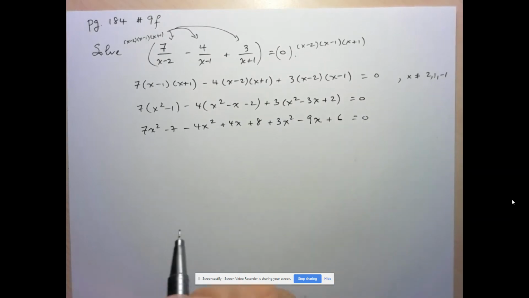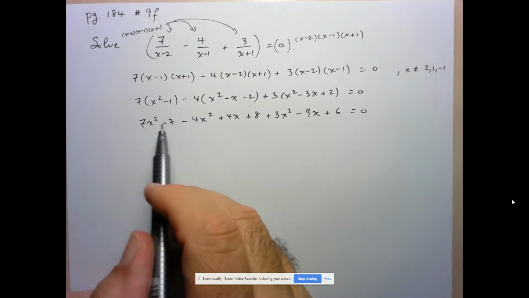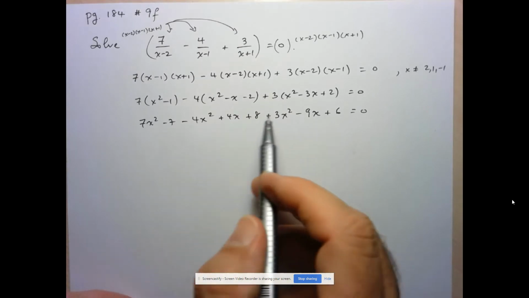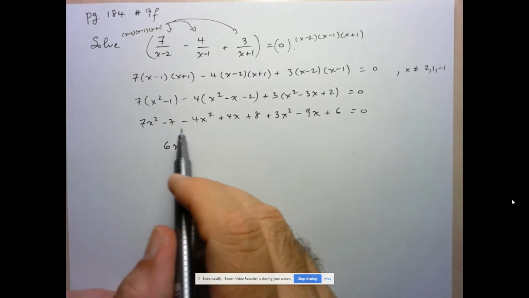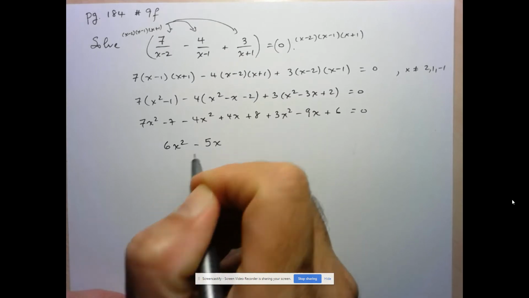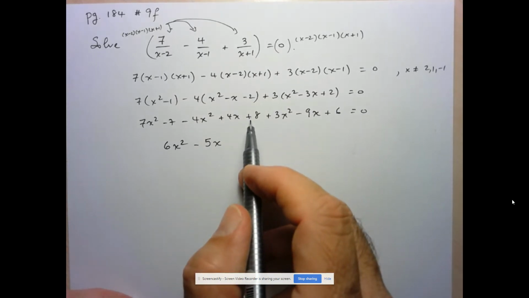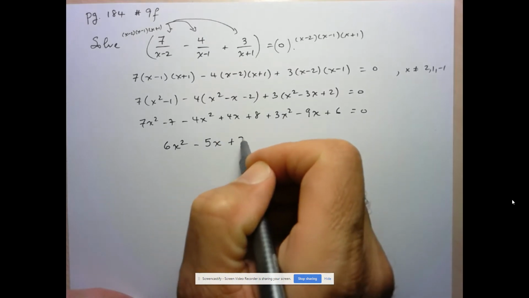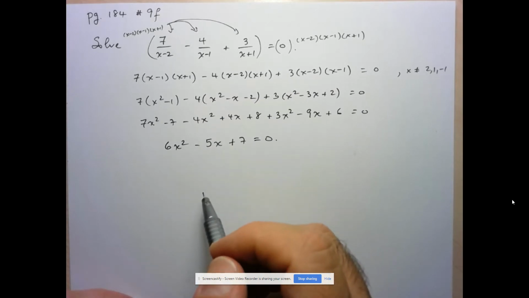Now we're finally at the place where we can simplify all of this. Here I've got 7x squared minus 4x squared is 3, plus 3, so 6x squared. Here we've got 4x minus 9x, so minus 5x. And finally we have negative 7 plus 8, which is 1, plus 6 is 7. And so now we've reduced this to a quadratic equation.